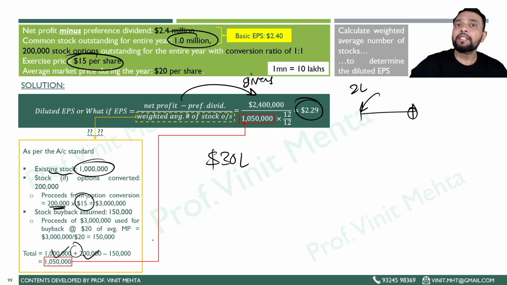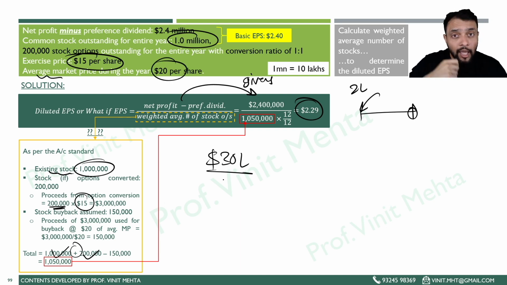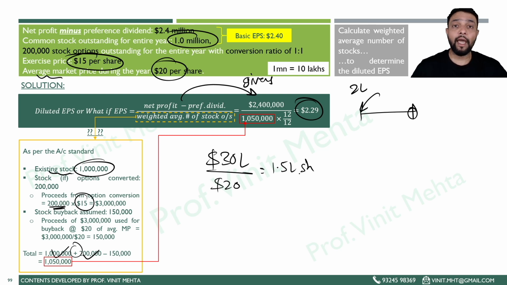But here's an additional assumption which the accounting standard makes. The accounting standard says that the company will take this $30 lakh and go to the secondary market, Bombay Stock Exchange, New York Stock Exchange, and buy back the shares from the other existing shareholders at, of course, the market price. So the average market price, as per the example, is $20. So they would have bought back every share worth $20 from other existing shareholders, and they would have bought back close to 1.5 lakh shares. And that would have reduced the number of shares outstanding. So that's why minus 1,50,000. And the total turns out to be 10,50,000 shares.